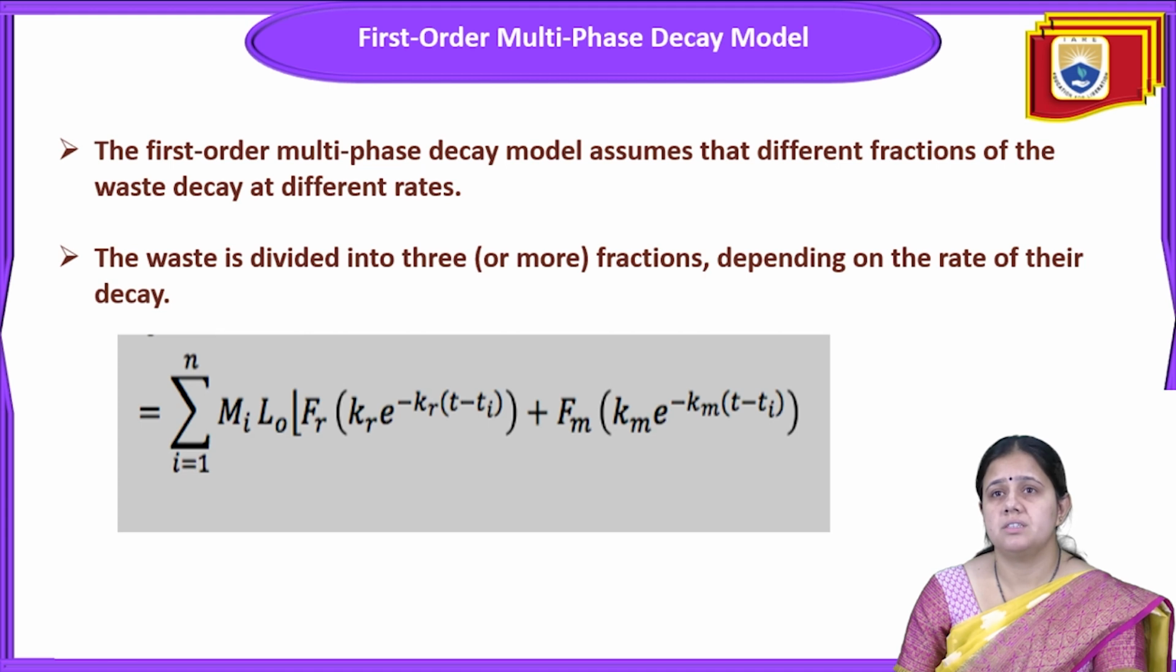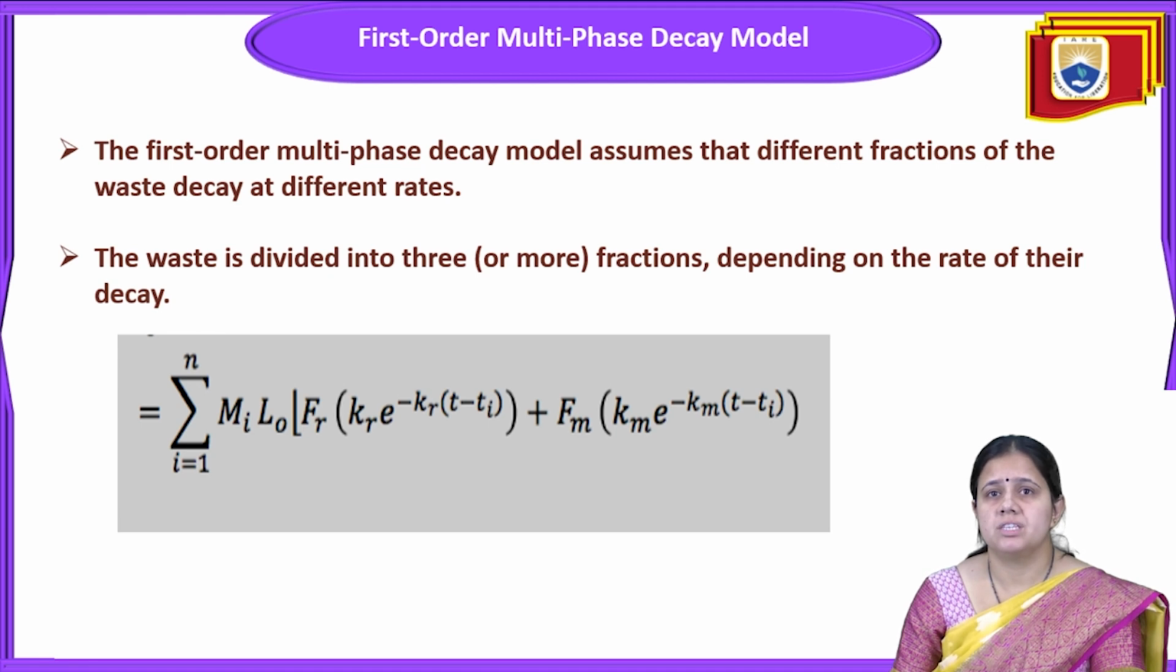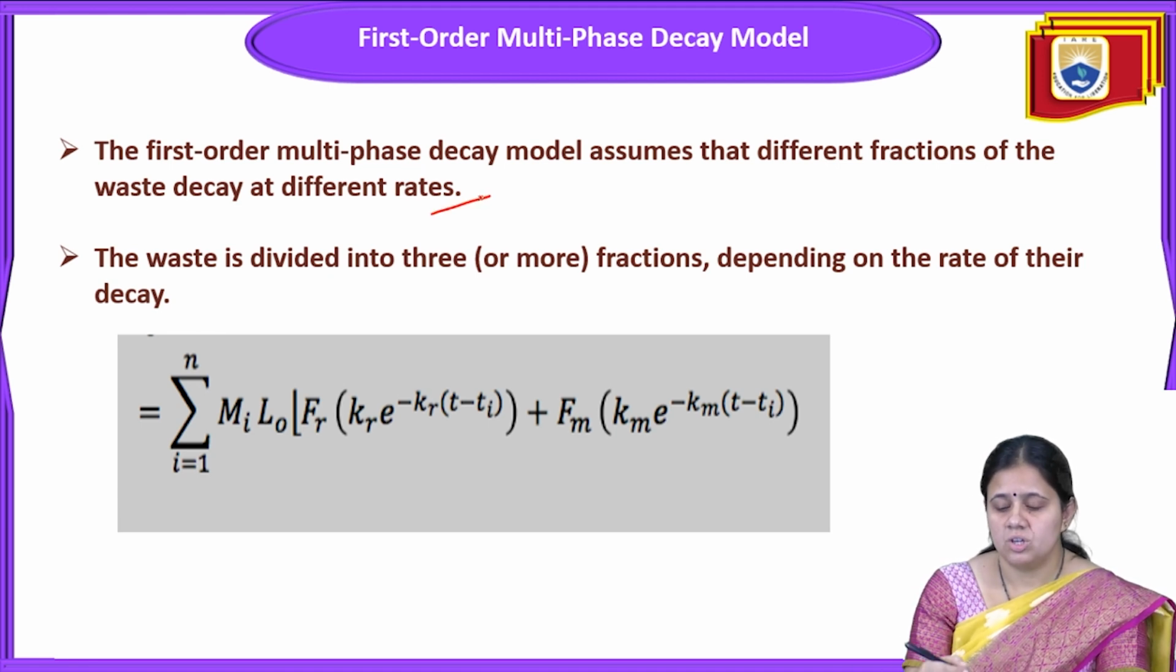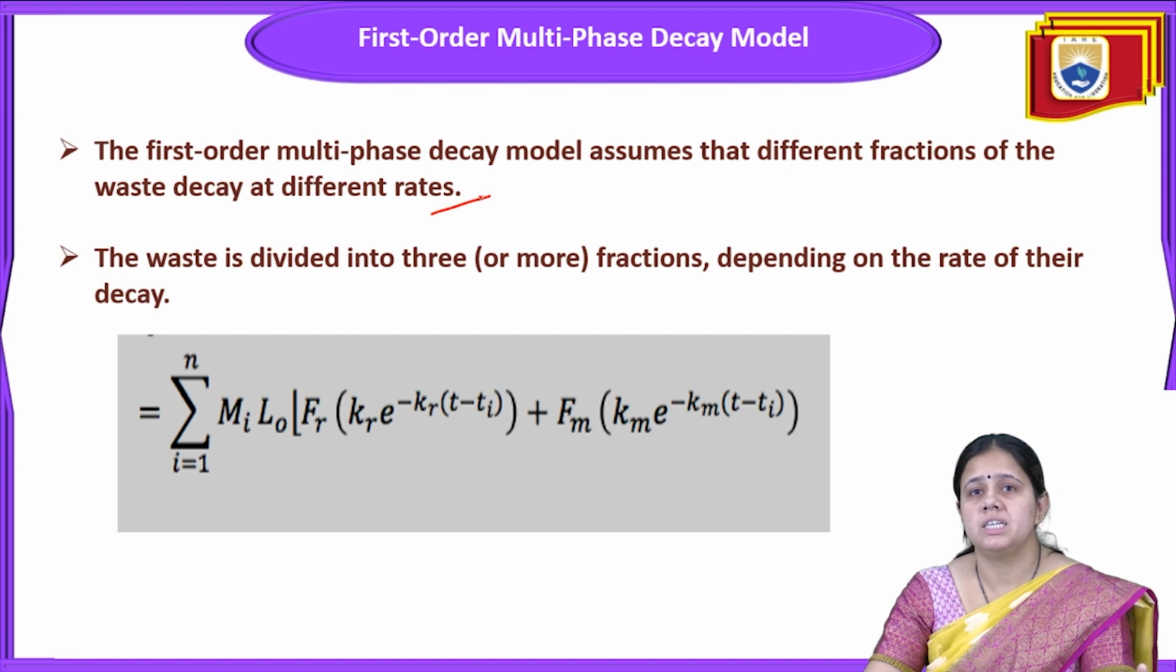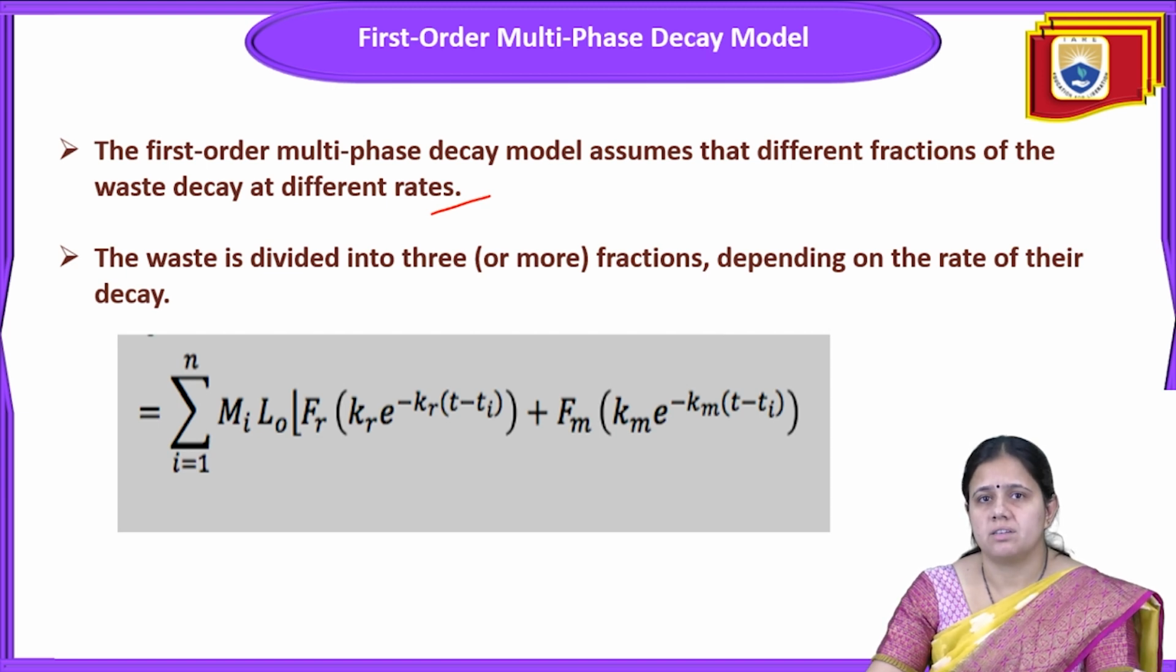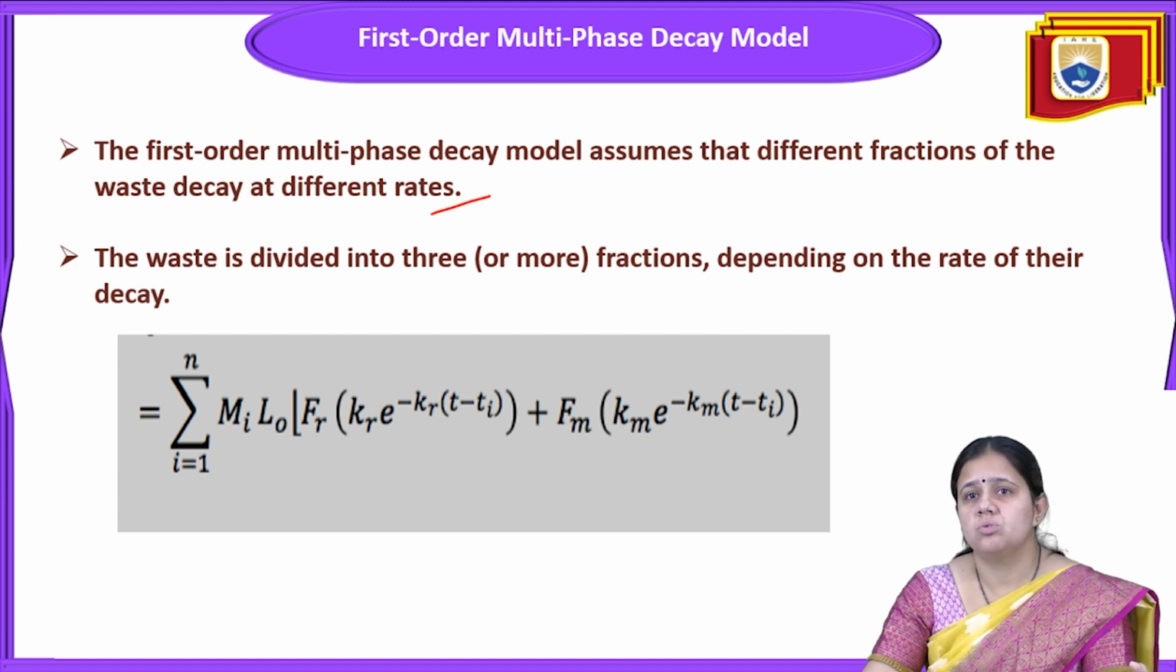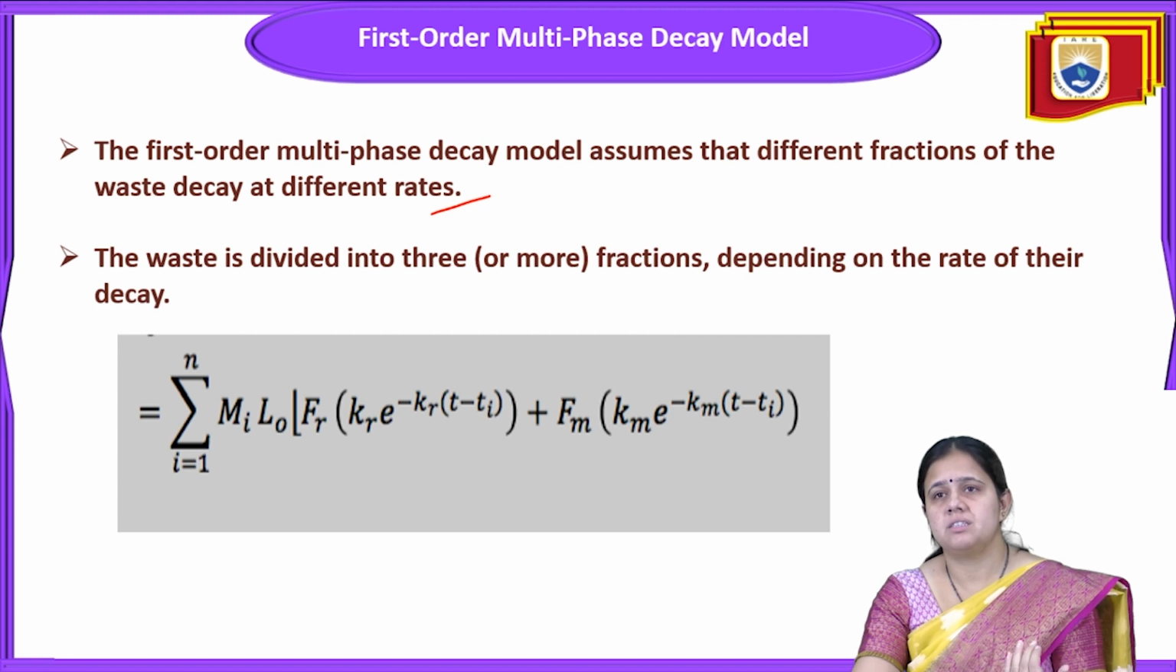Next, the first order multi-phase decay model. The first order multi-phase model assumes that different fractions of the waste decay at different rates. So the waste is divided into 3 or more fractions depending upon the rate of its decay.